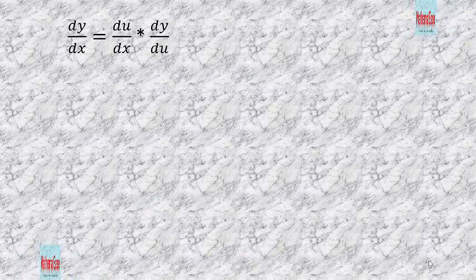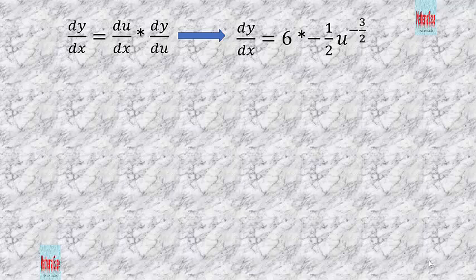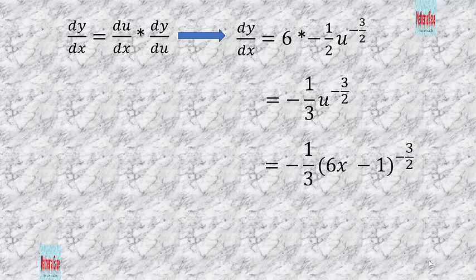Now just repeat what I have in the previous slide. In this place, you can multiply 6 by minus half u raised to minus 3 over 2, and we have this. Note, u is not part of the original question, so we need to replace u again by 6x minus 1. And you can leave your final answer like this, or you can write your final answer like this. Whichever you write is okay. Whether you leave your final answer like this, you are okay, or you write it like this, you are equally okay.